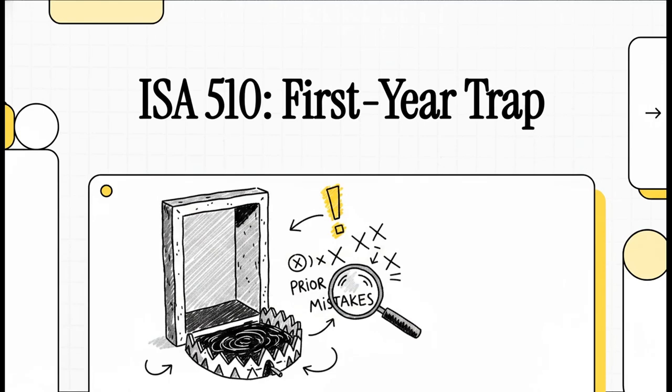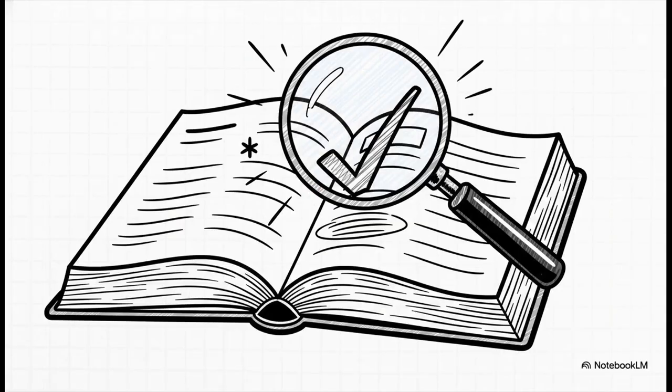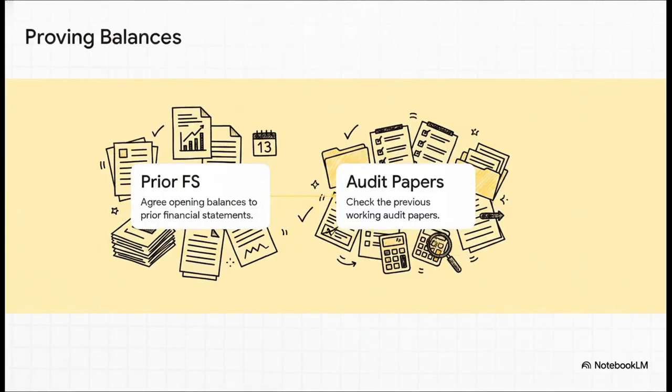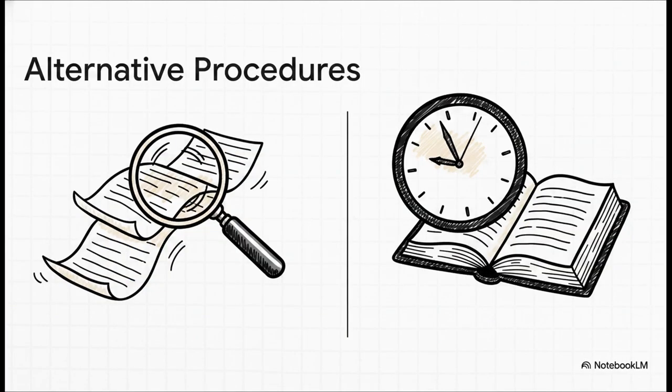First-year audits often hide massive prior mistakes. Let's dive into the dangerous ISA 510 trap. Under ISA 510, you absolutely got to verify those opening balances immediately. It's totally critical. But if you didn't audit the prior period, how exactly do we prove those balances? Your first move? Check the previous working audit papers or just agree them to prior financial statements. Alternatively, you can always test current year transactions, or honestly, just review the prior year's minutes.